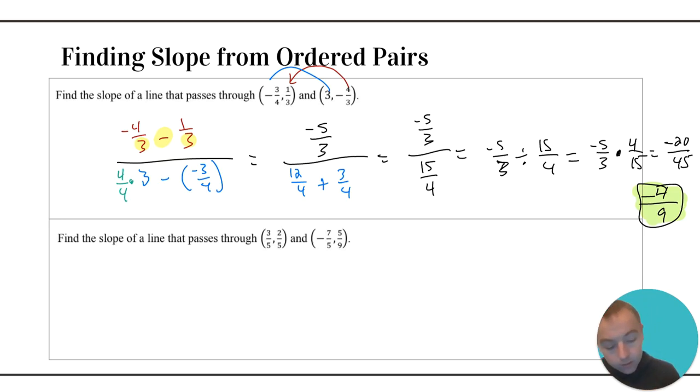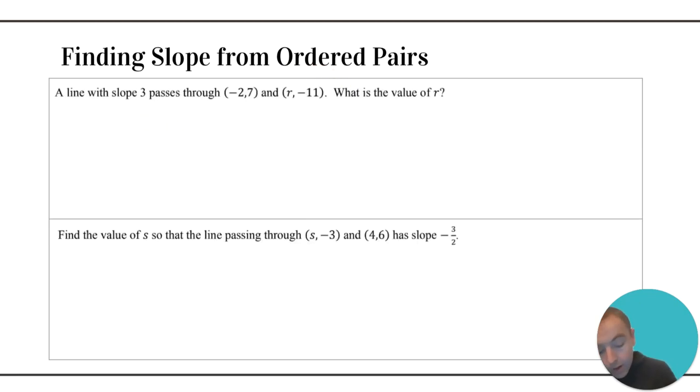All right, and let's look at some problems here. So now we have a line with slope 3 that passes through (-2, 7) and (r, -11), and we want to determine what the value of r would be. So we know that the slope is supposed to come out to be 3, right? And the line passes through these couple points. So if I were to take these points right here and find the slope, it should come out to be 3, right?